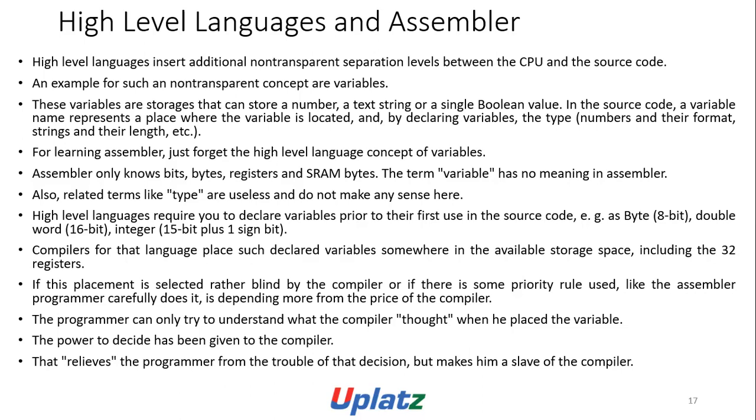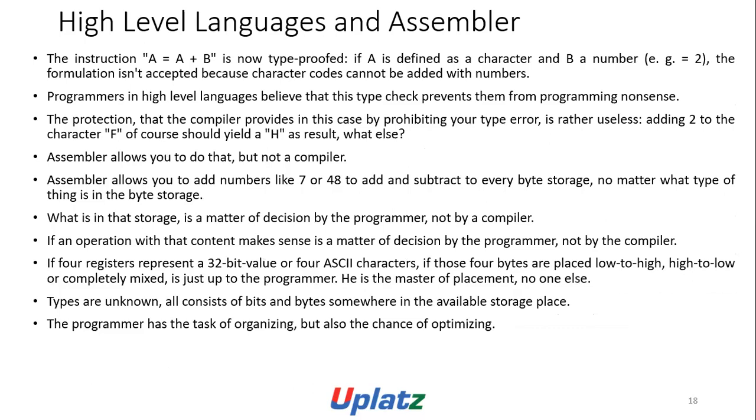Compilers for that language place such declared variables somewhere in the available storage space, including 32-bit registers. Whether this placement is selected rather blindly by the compiler, or if there is some priority rule used, like an assembler programmer calculates it, depends more on the price of the compiler. The programmer can only try to understand what the compiler thought when it placed the variable. The power to decide has been given to the compiler. That relieves the programmer from the trouble of that decision but makes him a slave of the compiler.